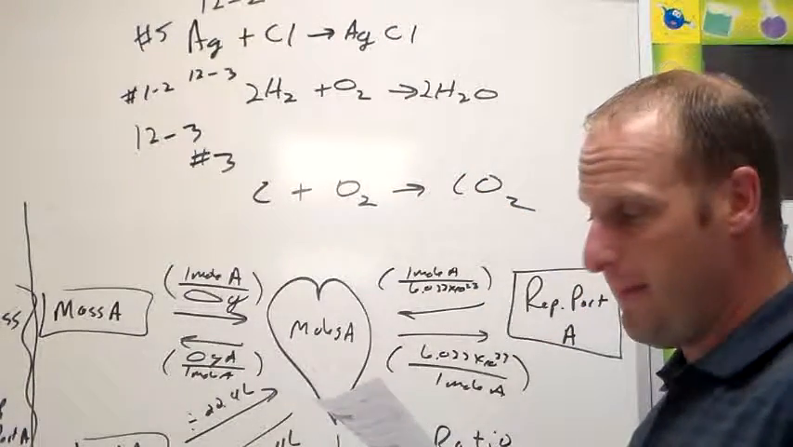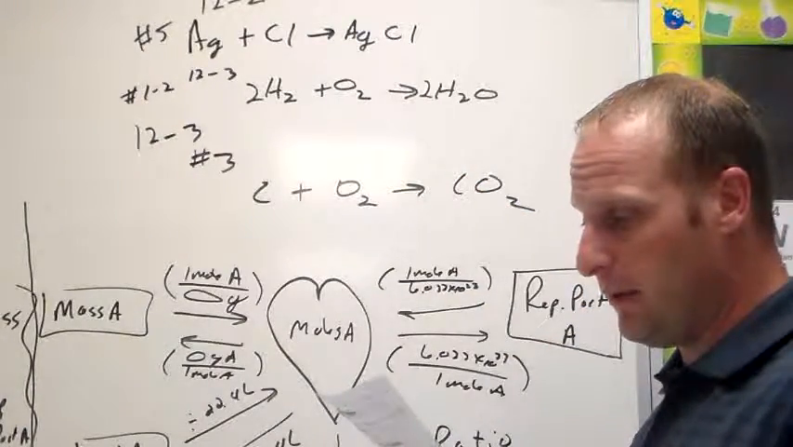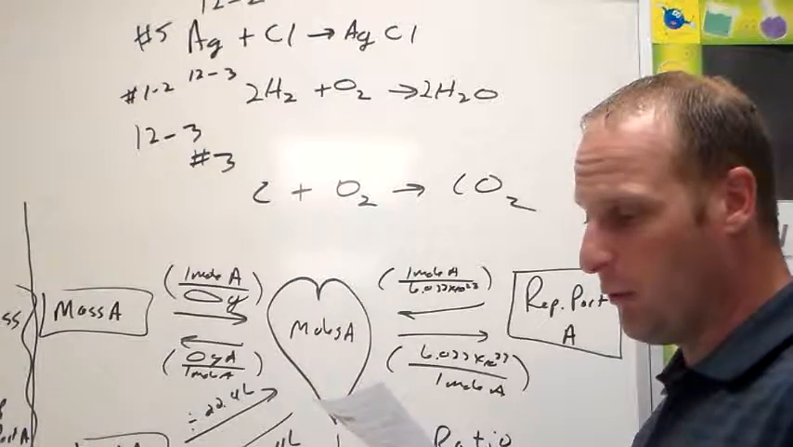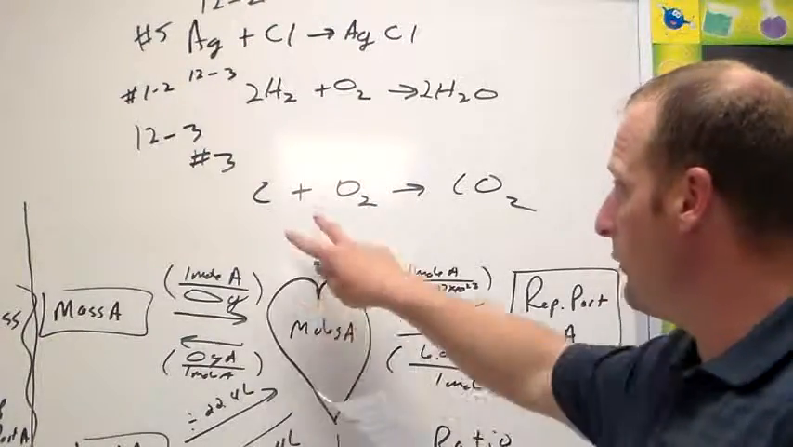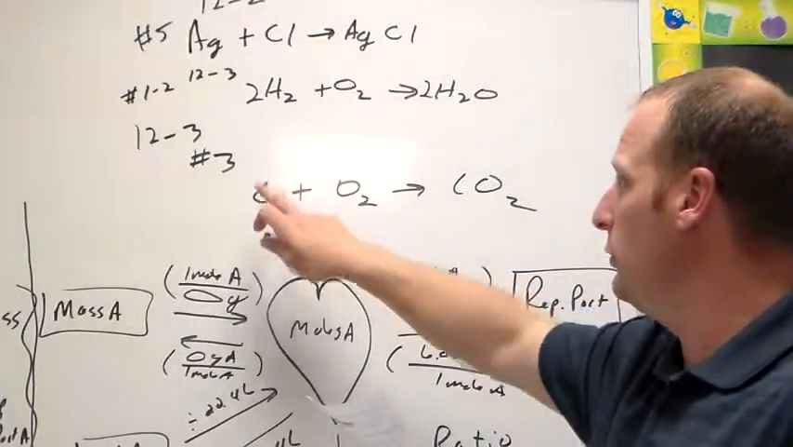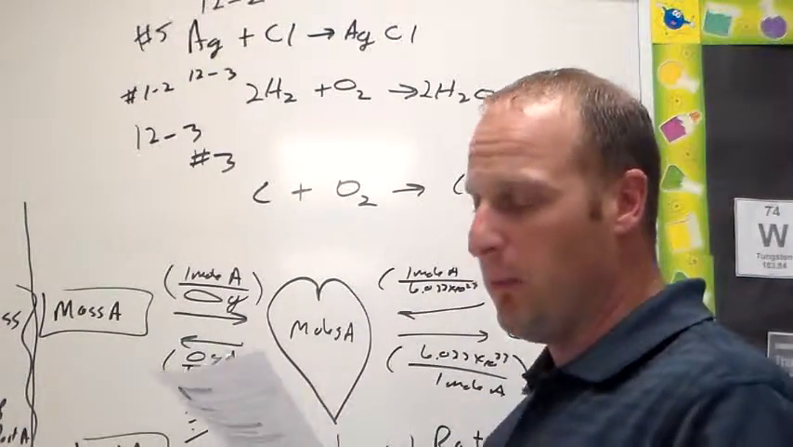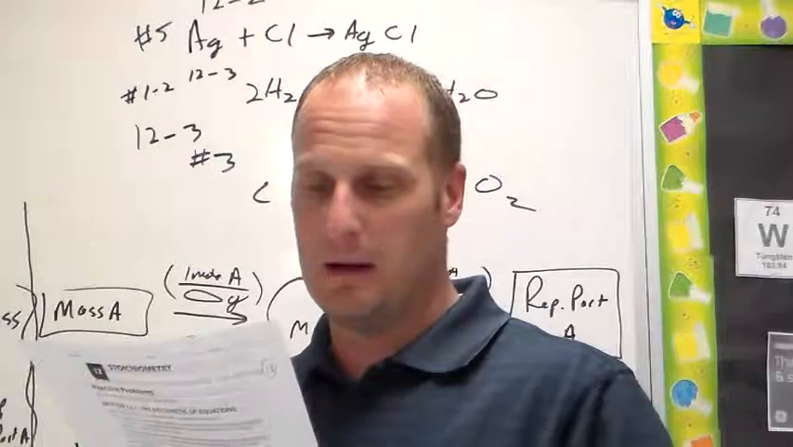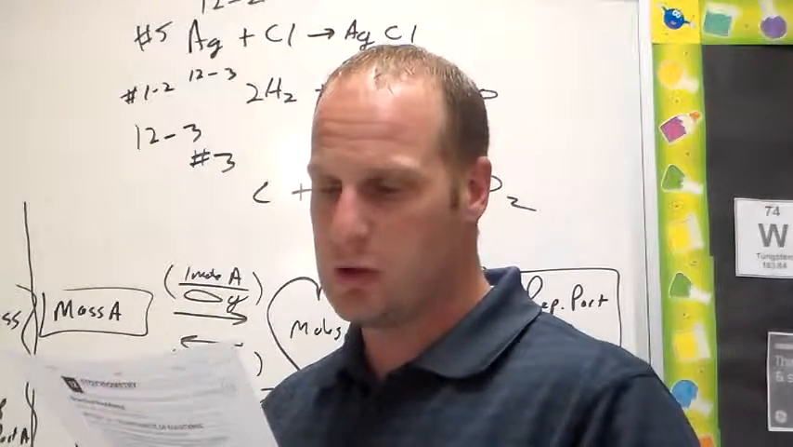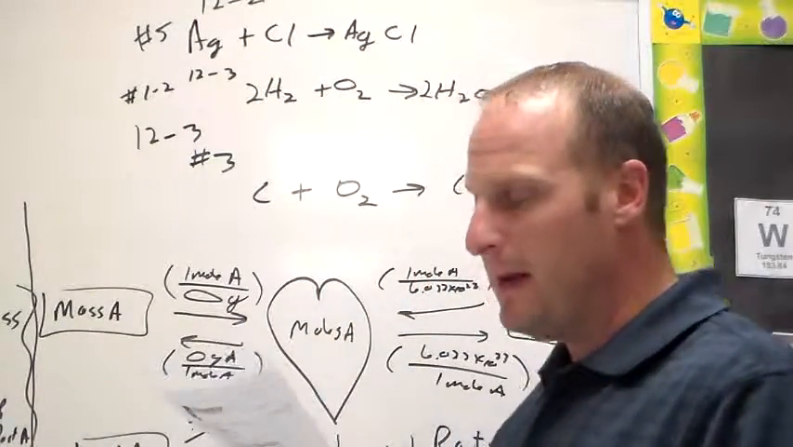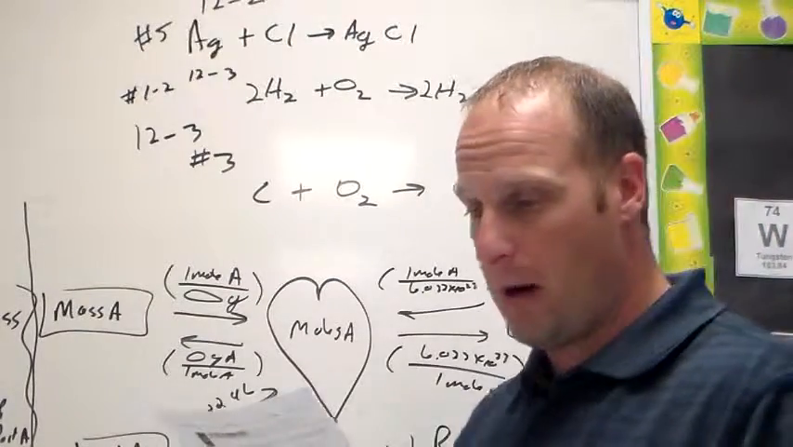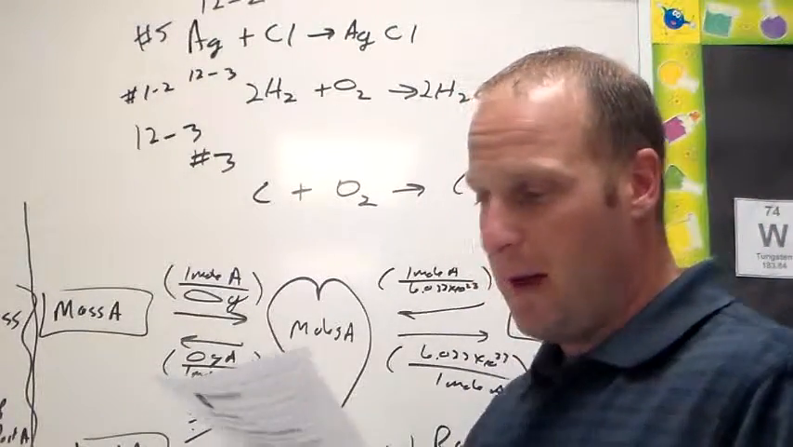For 12-3, you will start with grams of both reactants, and you will take the grams of both reactants of C plus O2 and go to mass of CO2. That will be a mass to mass. For both reactants, just like I did it in class, you will divide by mass, mole ratio, and then multiply by mass.